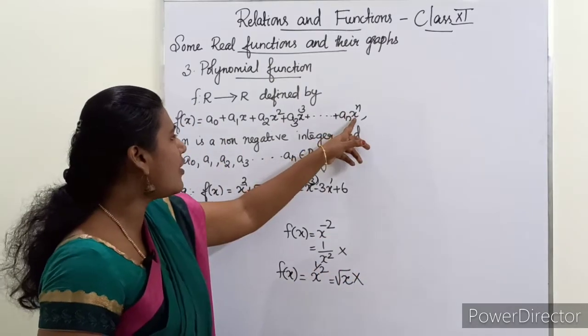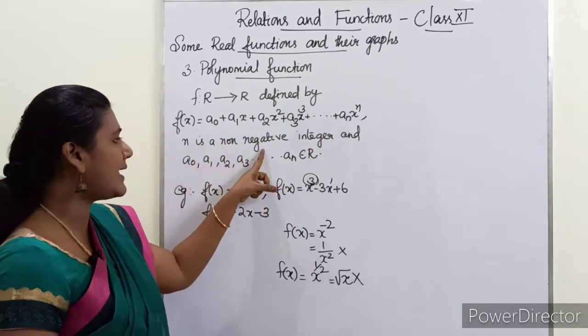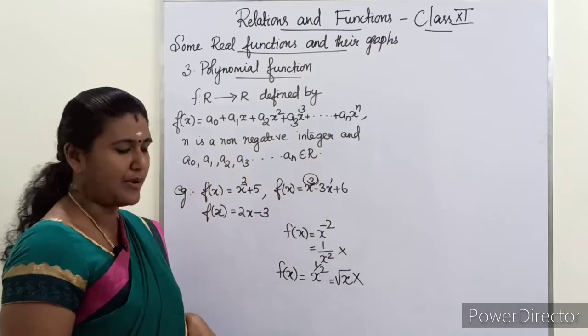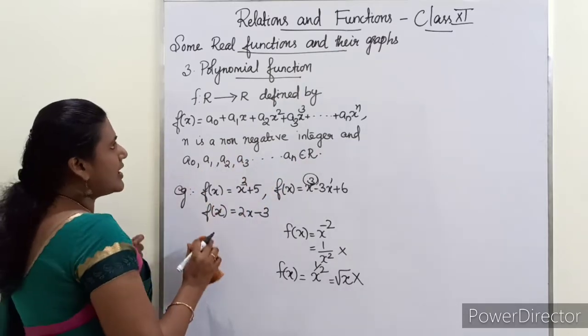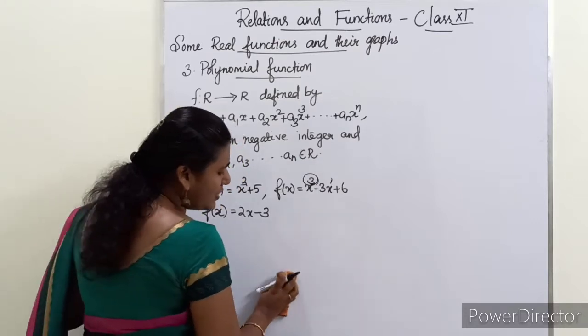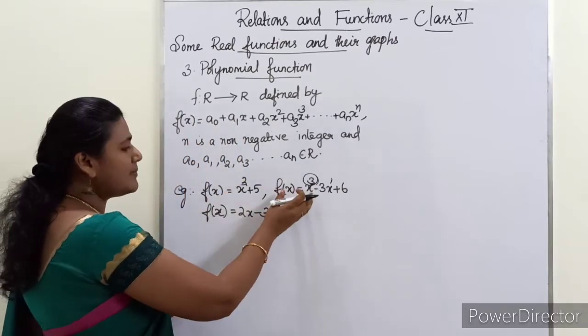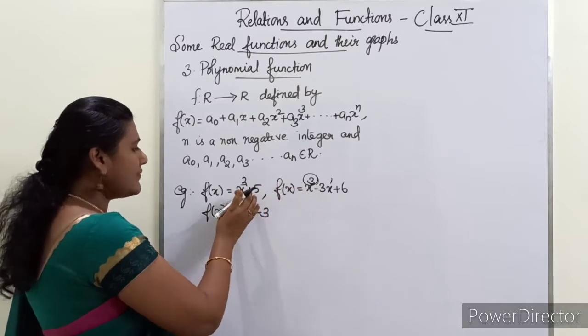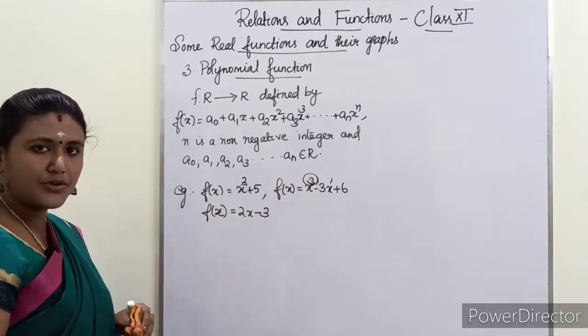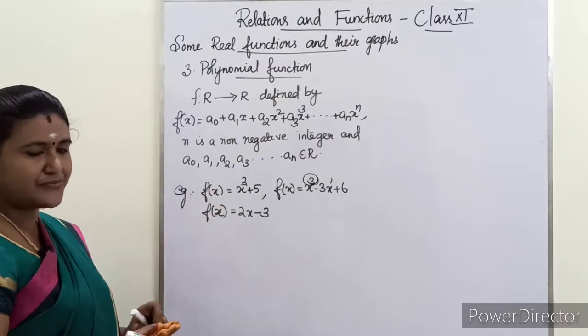So the power of the variable should be a non-negative integer, and the coefficients can be any real number. Such functions are called polynomial functions. Here we cannot state the domain and range now, because it will vary from function to function. If it is a quadratic polynomial or cubic polynomial, the domain and range will vary according to the polynomial.